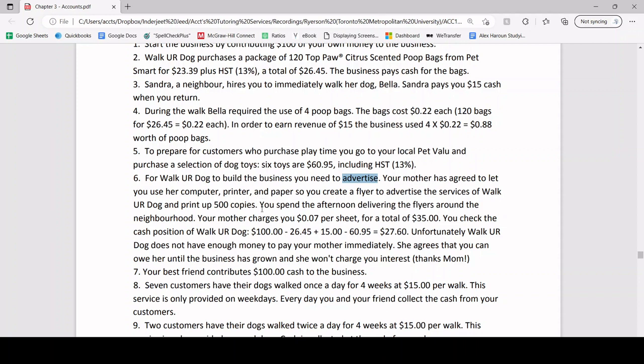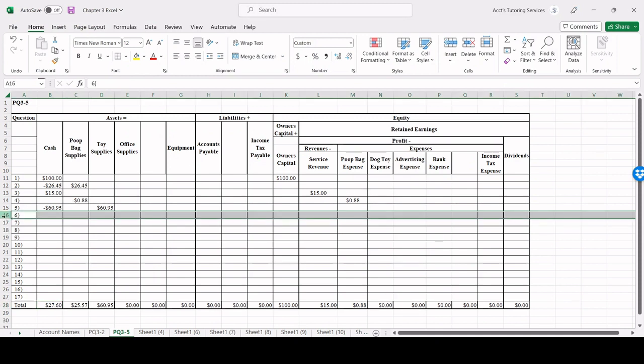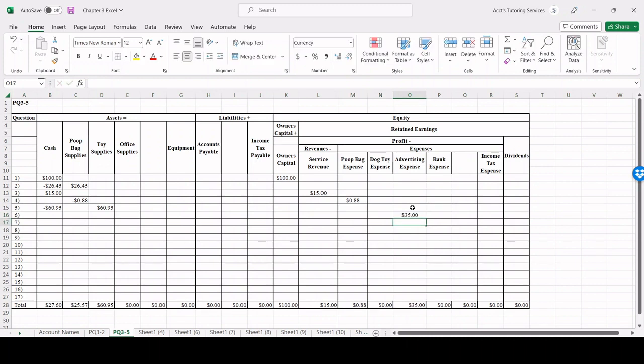So for instance, if we didn't hand out the flyers, then the flyers will be labeled as an asset, because remember, that's a future benefit. But since we've actually created them and we distributed them, we're losing value now. We incurred a cost. So that's going to be advertising expense, and that's going to be for $35. So advertising expense is going to be $35.